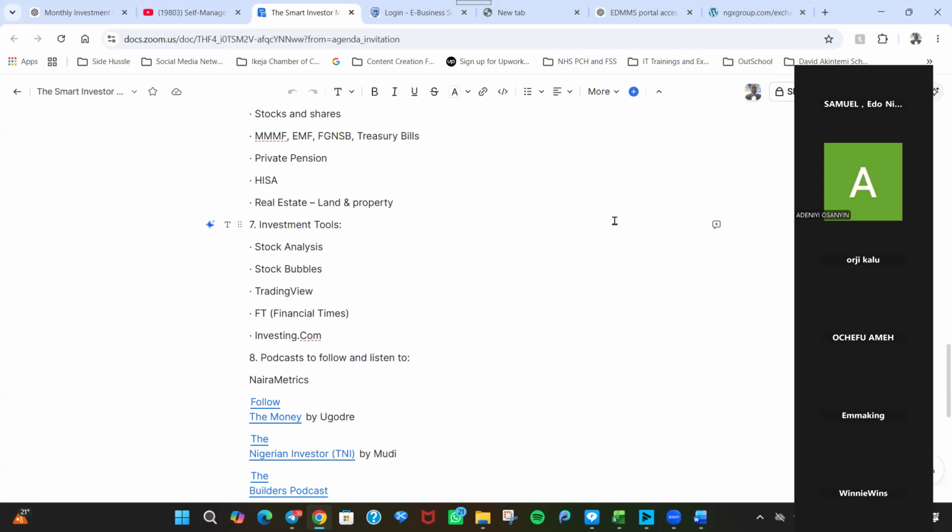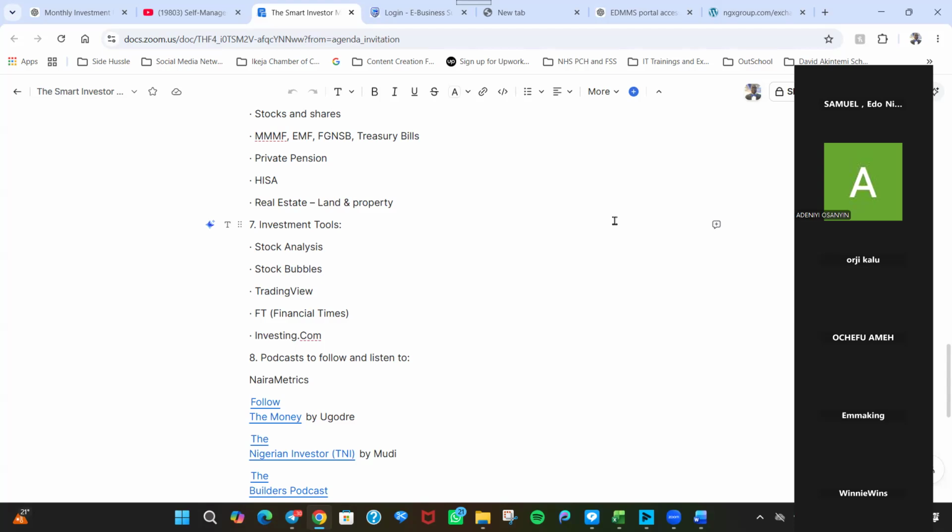So whatever stocks you have, whether you have only one stock or you have 5 or 10, you should be using one of these tools: stock analysis, stock bubbles, trading view, Financial Times, investing.com, or any other one. It doesn't have to be the one that I am just suggesting to you. These are just examples. Do your own research.